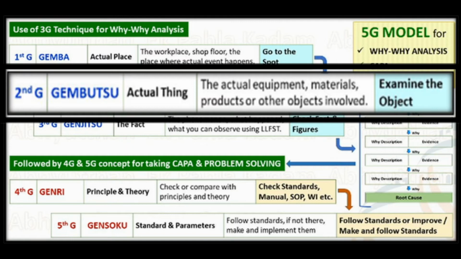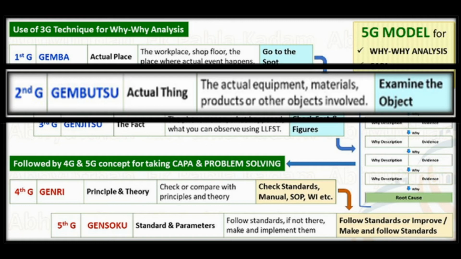When you go for why analysis related to any problem or want to solve a problem, first go to the place and check there, go to the spot where the things happened, and then go to the actual things. Go to the niche level and get down to what exactly was done. It may be some equipment, material, product, or other object involved in the problem. Examine that particular object.